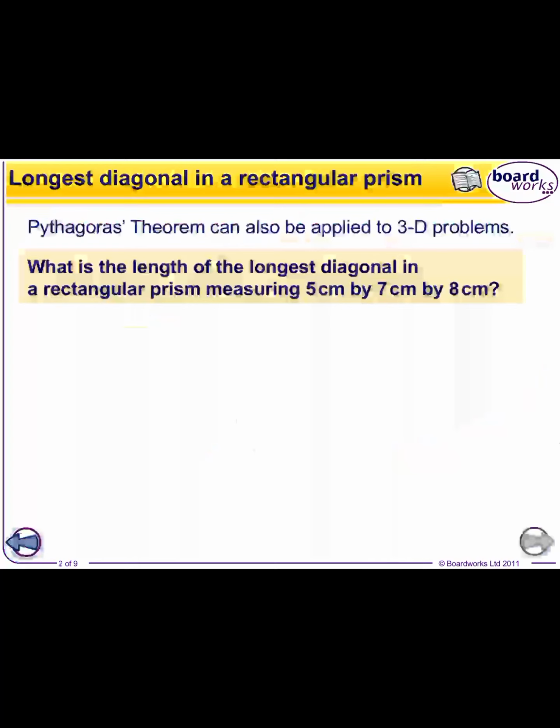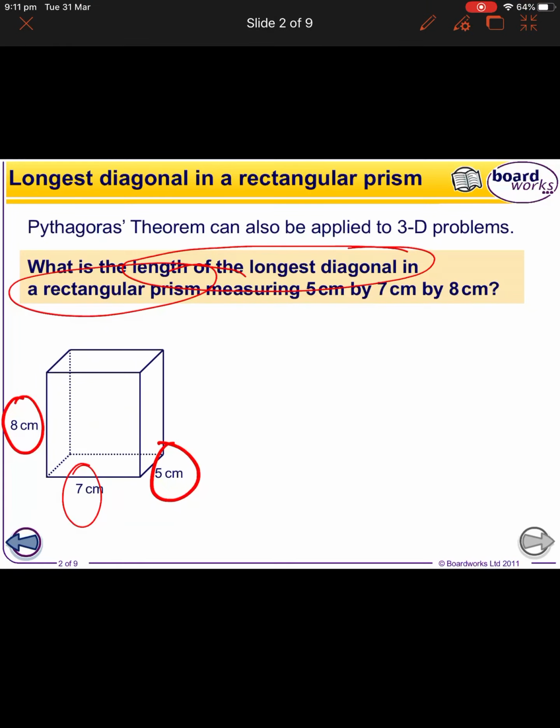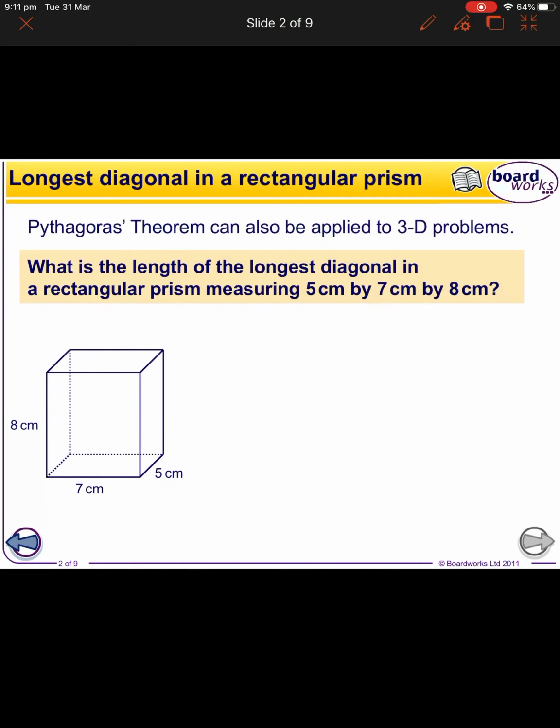So the idea is, what is the length of the longest diagonal in a rectangular prism that's, in this case, measuring 5 centimeters by 7 centimeters by 8 centimeters? Okay, so we've got to think to ourselves, what would be the longest diagonal? Another way to think about it, what would be the longest stick or the longest pen or pencil or something that you could fit in this box?